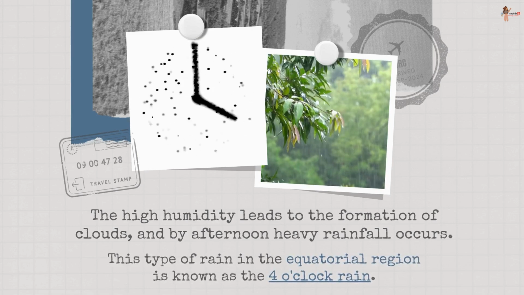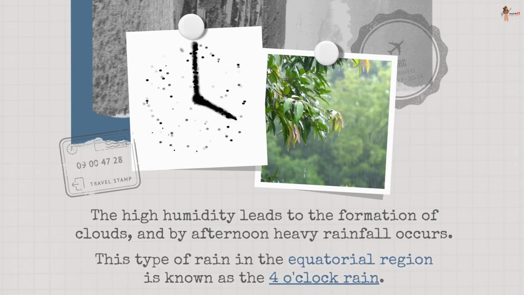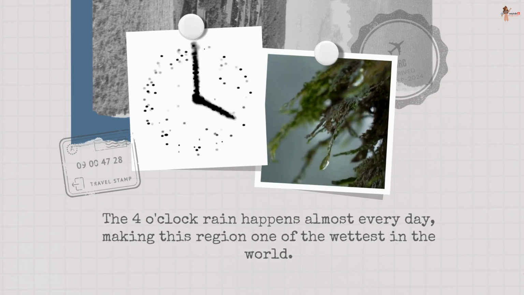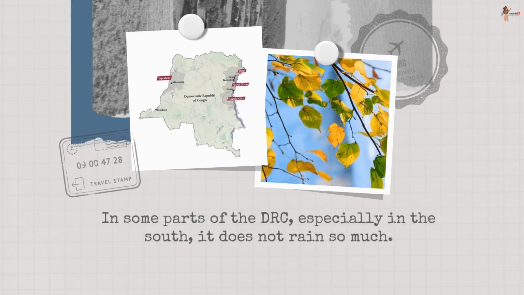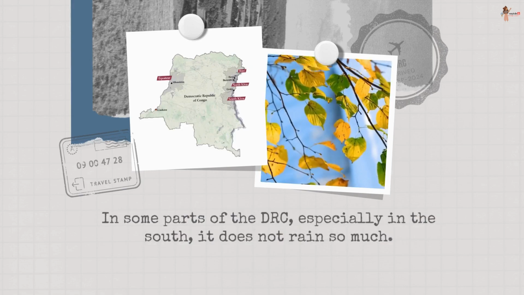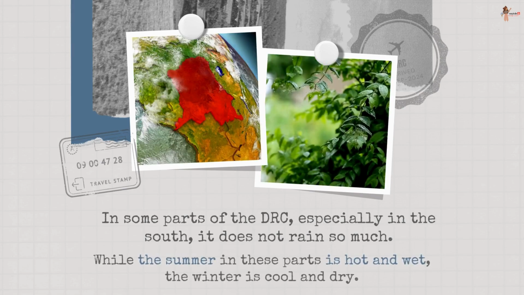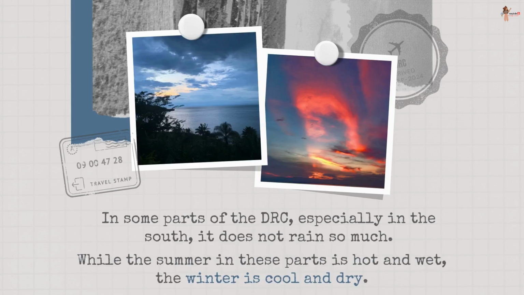This type of rain in the equatorial region is known as the 4 o'clock rain. This happens almost every day, making this region one of the wettest in the world. In some parts of the DRC, especially in the south, it does not rain so much. While the summers in these parts are hot and wet, the winter is cool and dry.